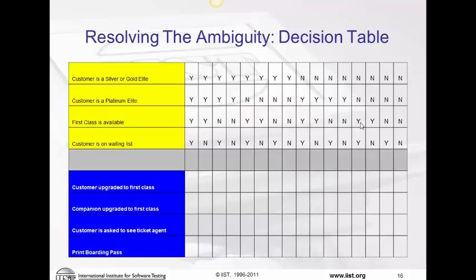There is a first class seat available, and they are in the waiting list. So I got a person here who's not silver or gold or platinum, not an elite member. They are in the waiting list, and there is a first class seat available. Do we upgrade that person or not? Did the requirement say anything about it?